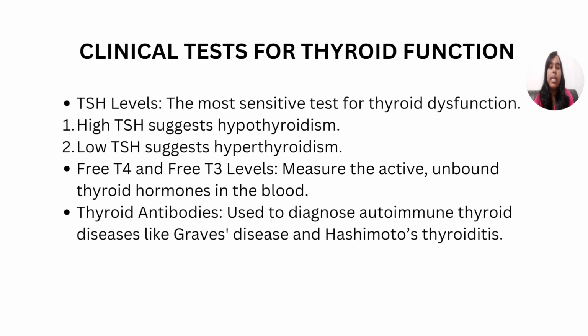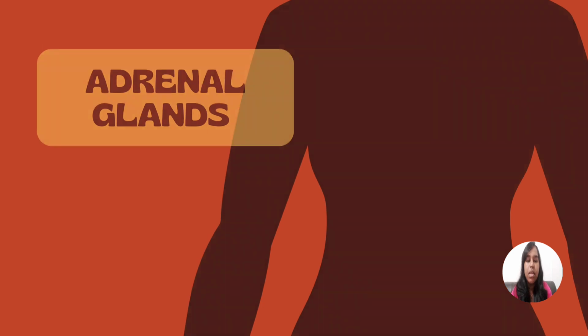Now we'll be seeing what the tests for thyroid function are. TSH level is the most sensitive test for thyroid dysfunction. High TSH suggests hypothyroidism. Next, low TSH suggests hyperthyroidism. Free T4 and free T3 levels measure the active unbound thyroid hormones in the blood. Thyroid antibodies are used to diagnose autoimmune thyroid diseases like Graves' disease and Hashimoto thyroiditis.